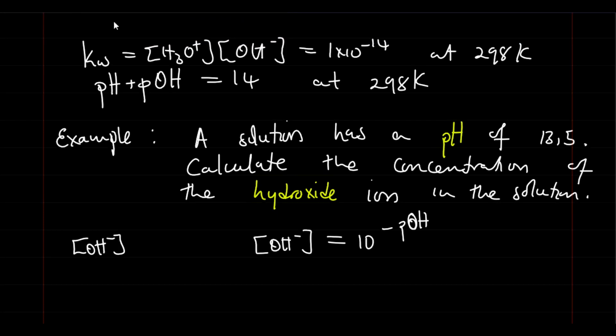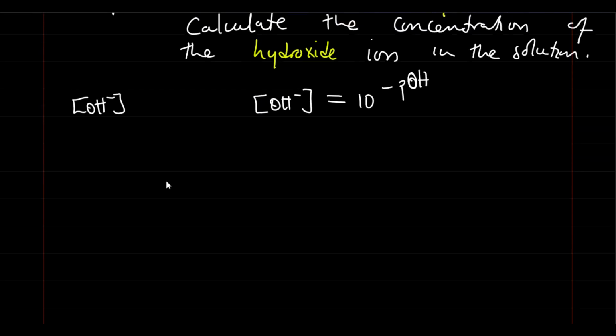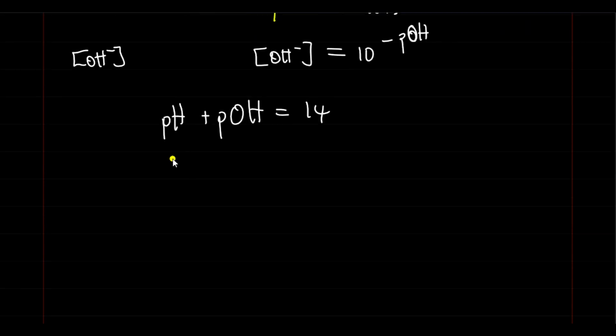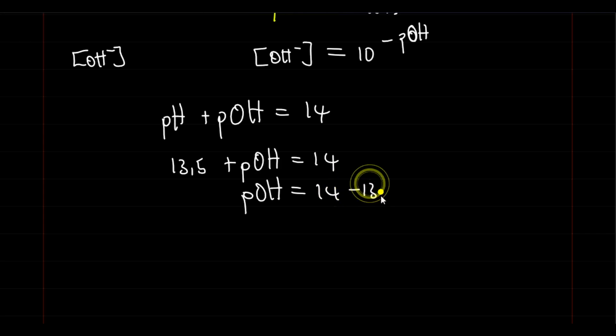So pH plus pOH is equals to what? Is equals to 14. Okay, so what are we given? We are given pH. So pH is 13.5. So plus pOH is equals to 14. So now I'll transpose, I'll take this 13.5 to the other side. So I have pOH is equals to 14 minus 13.5. I think that leaves us with 0.5. Yes, it leaves us with 0.5. This is our pOH.